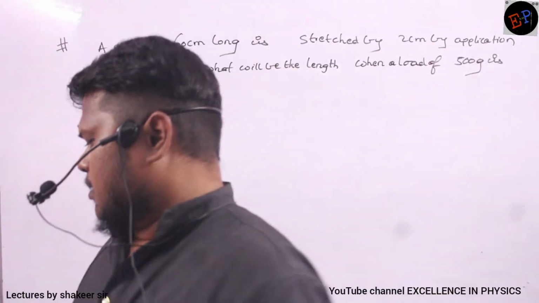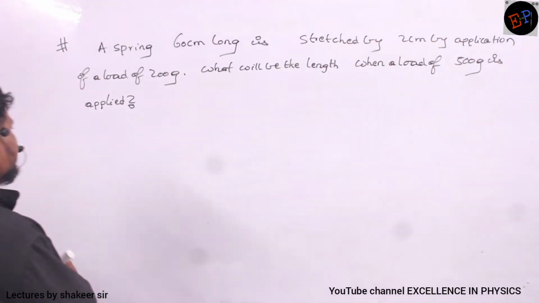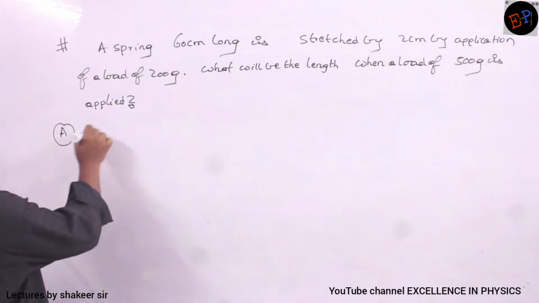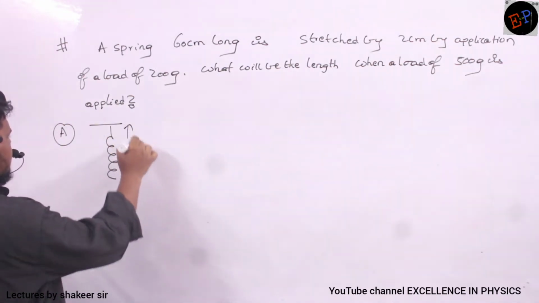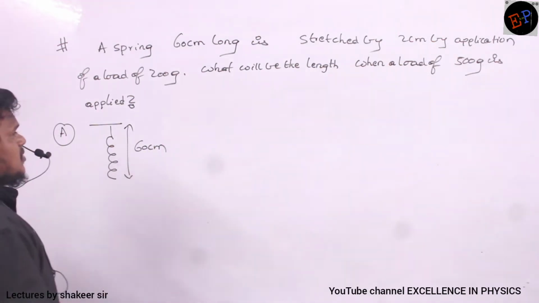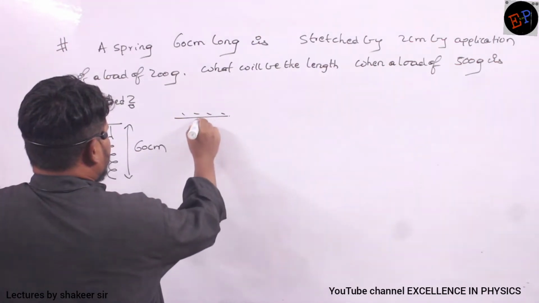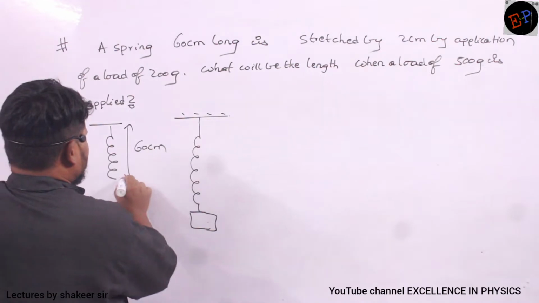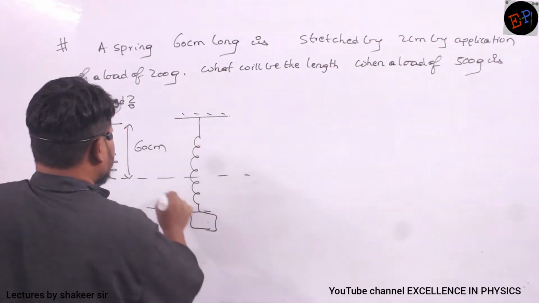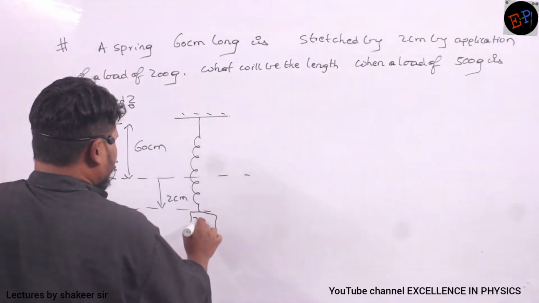Okay. So let us see the first lesson in elasticity. A spring is 60 centimeter long. So what is the length of a spring? Length of a spring is 60 centimeter. It is stretched by 2 centimeters. So what is the elongation produced? Elongation produced is 2 centimeters. Clear?